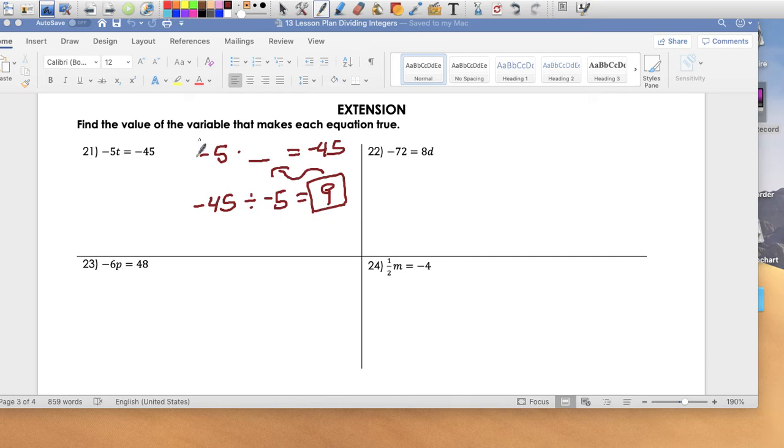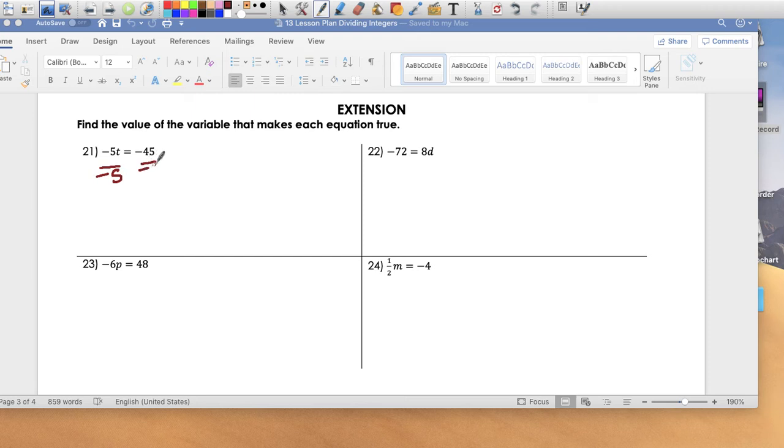The other way of doing it, which is more 7th grade level, and that's how I want you to do it, is by isolating the variable. So remember last year, we're going to divide this by -5. We're going to divide this by -5. These two simplify to 1, and I got t equals -45 divided by -5 is just 9. So this is my preferred way.